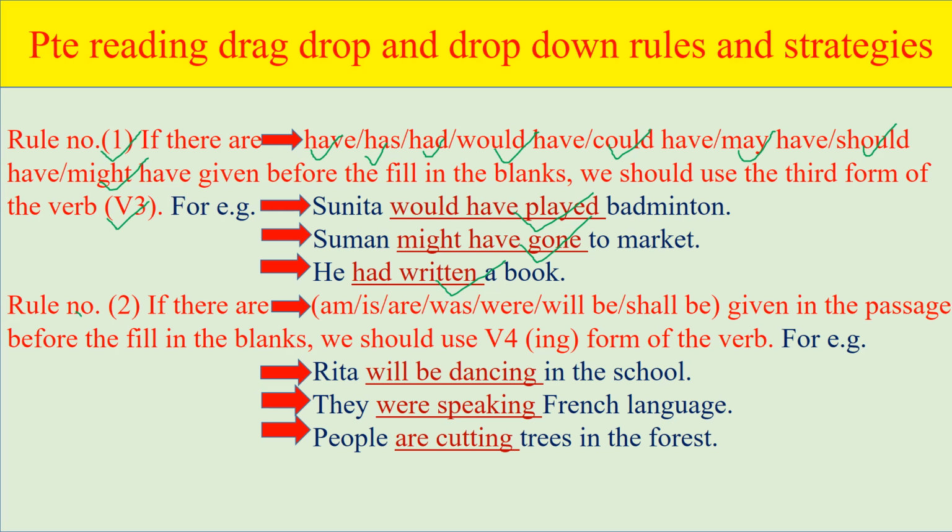Rule number 2. If there are am, is, are, was, were, will be, shall be given in the passage before the fill in the blanks, we should use the verb with ing, which is also known as the ing form of the verb. For example, Rita will be dancing in the school. They were speaking French language. People are cutting trees in the forest.